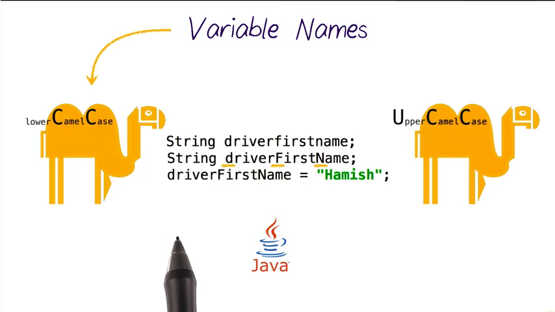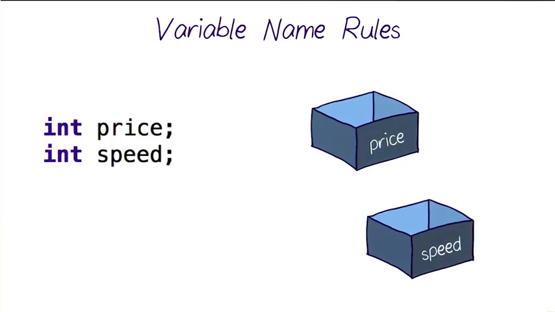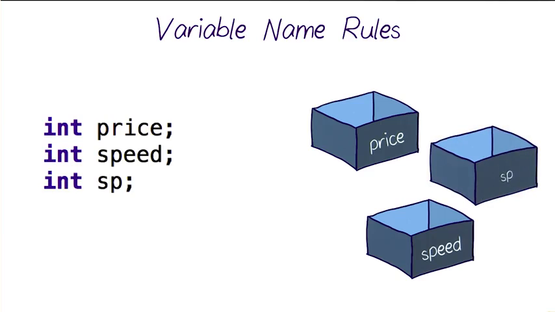So what are those rules that we need to follow when creating variable names? Variable names are totally up to you. You should always try to use full words that describe what this variable is used for, like speed or price. Try to avoid using cryptic abbreviations like SP for stock price. Instead, you should use the camel case format and name your variable stockPrice like that. But always keep in mind those rules.